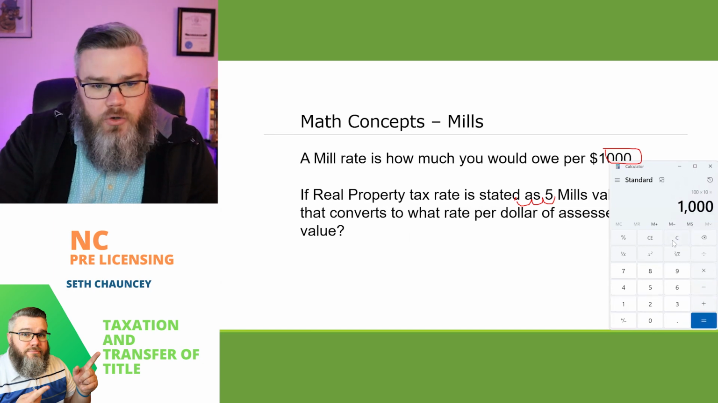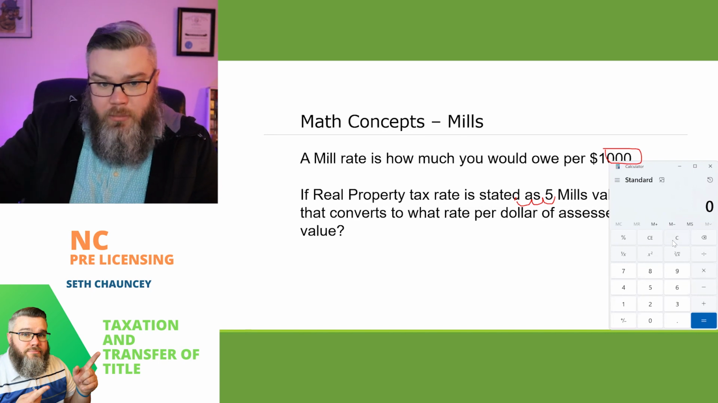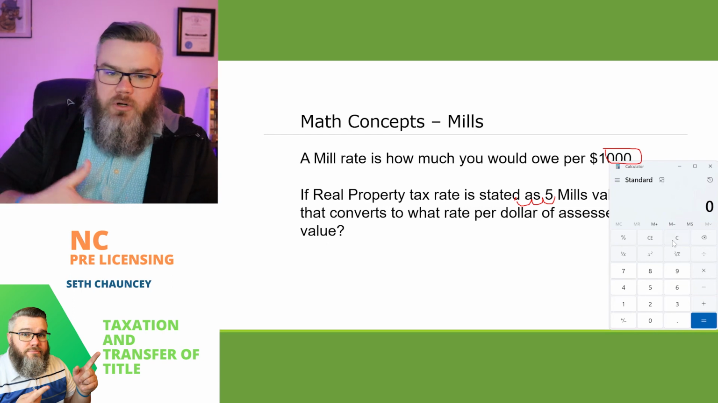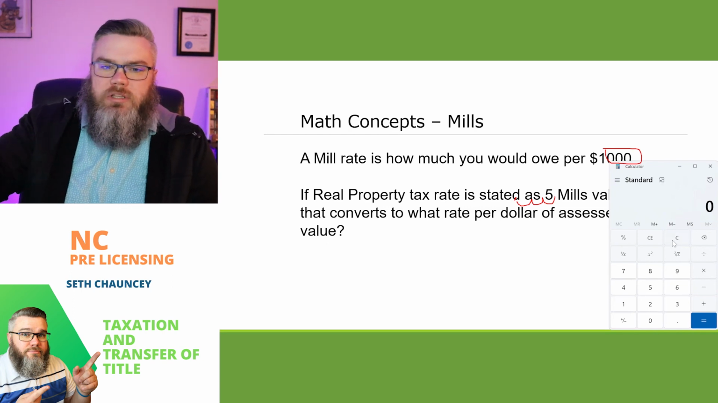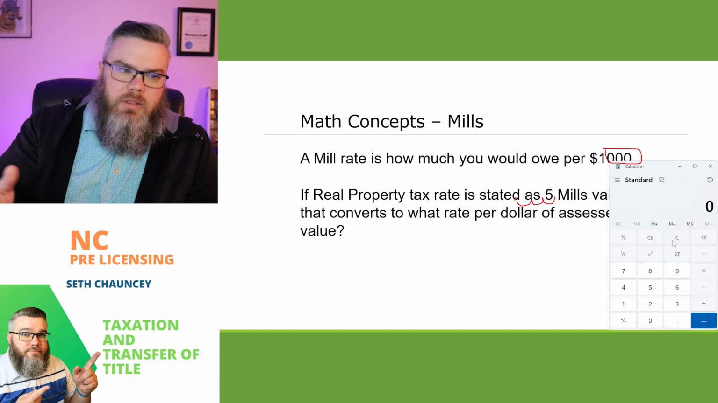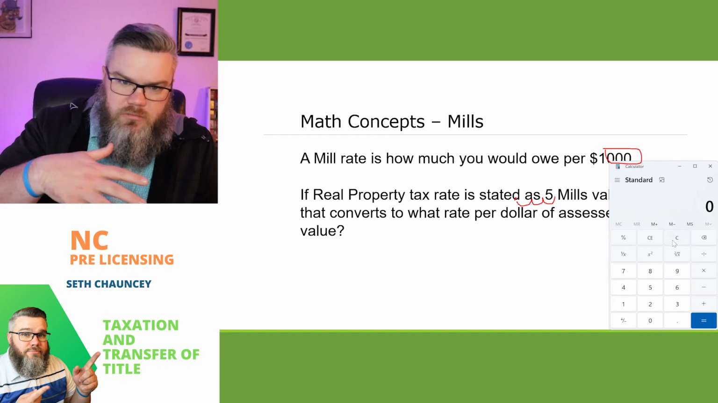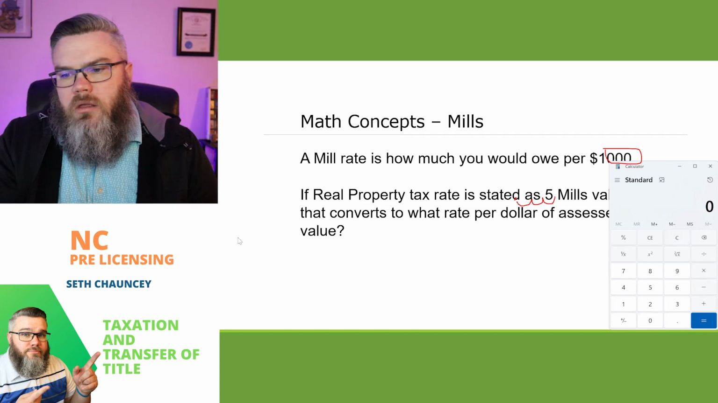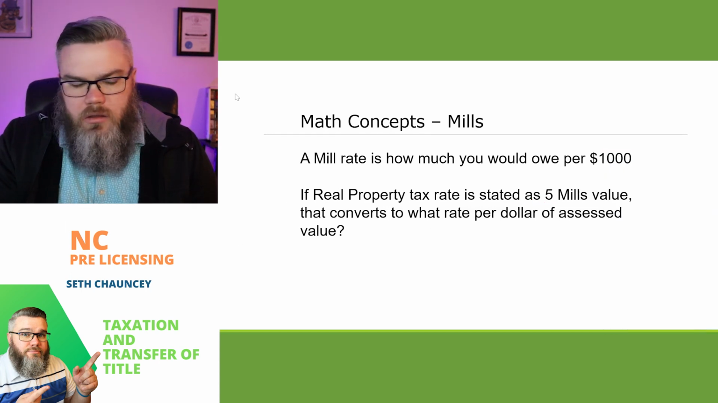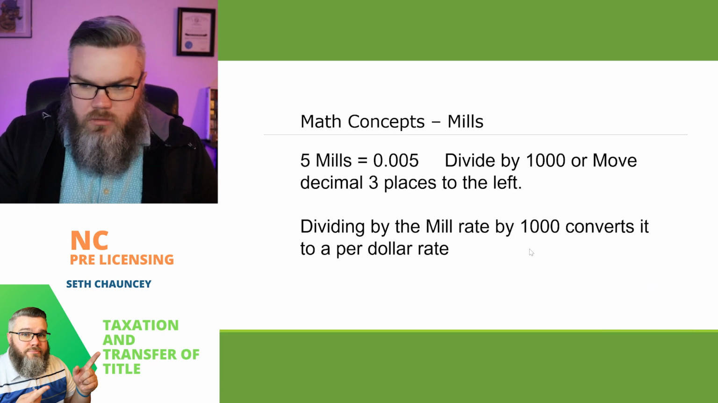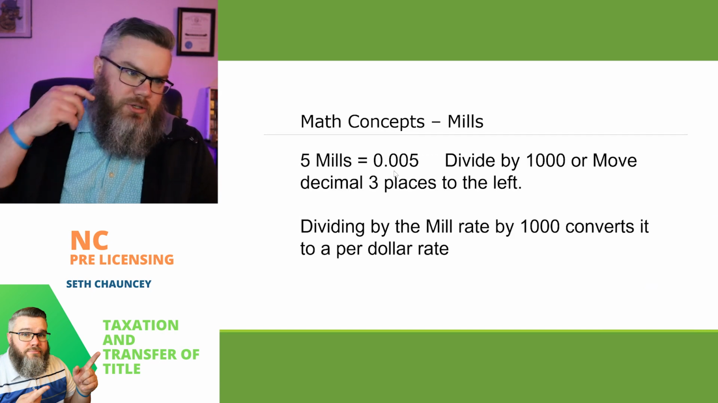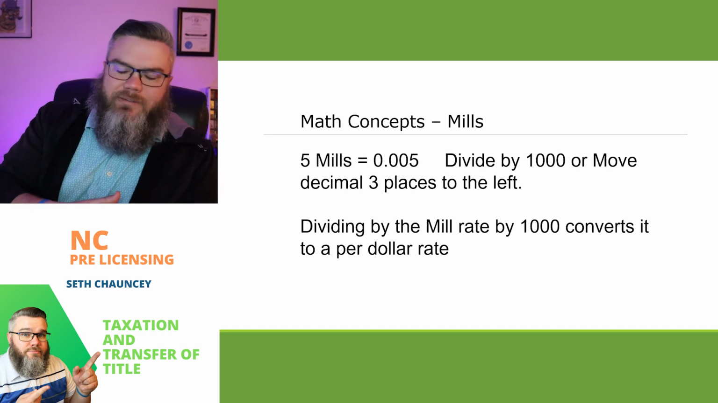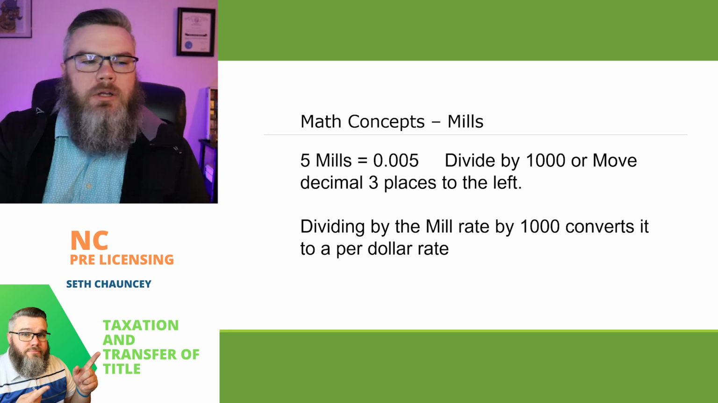So if you've got a per 100 rate and you want to convert it to a per 1,000 rate or a mill rate, it's just multiplied by 10. If it's a mill rate you want to take to a per dollar rate, divide by 1,000. If it's a per 100 rate you want to take to a per dollar rate, divide by 100. This is just converting back and forth, and you will potentially be asked to do this. So I just told you this. You can easily, without even dividing, just go 1, 2, 3 decimals to the left and convert it that way as well.